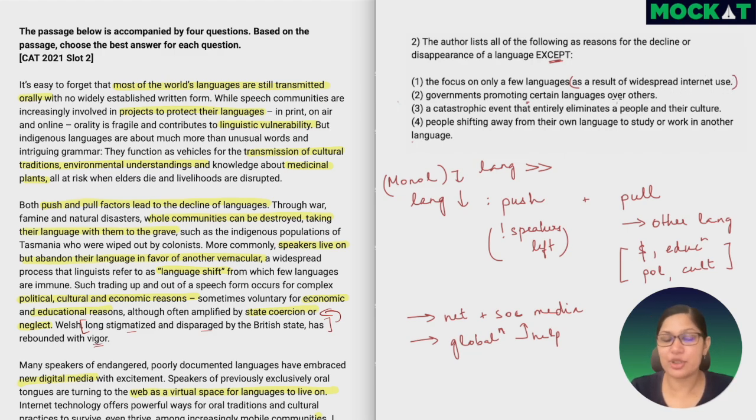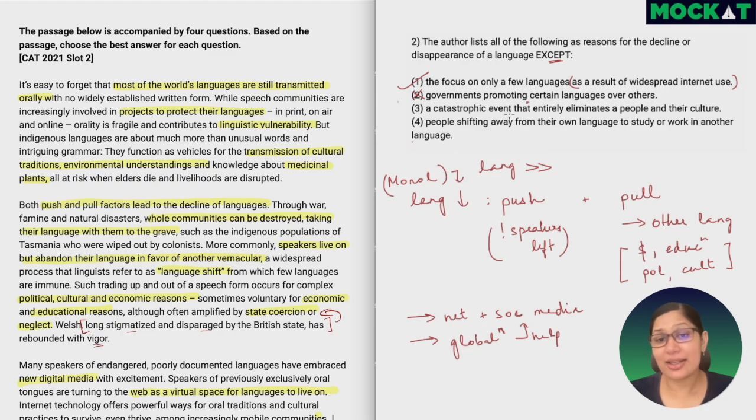We have that whole example of Nepali immigrants in London where there's this wedding and then folks back home are able to watch it and so on. So this should be the right answer. Governments promoting certain languages over others is given, it's political, and we did discuss that Welsh example as well, which is there. So we can eliminate this option.